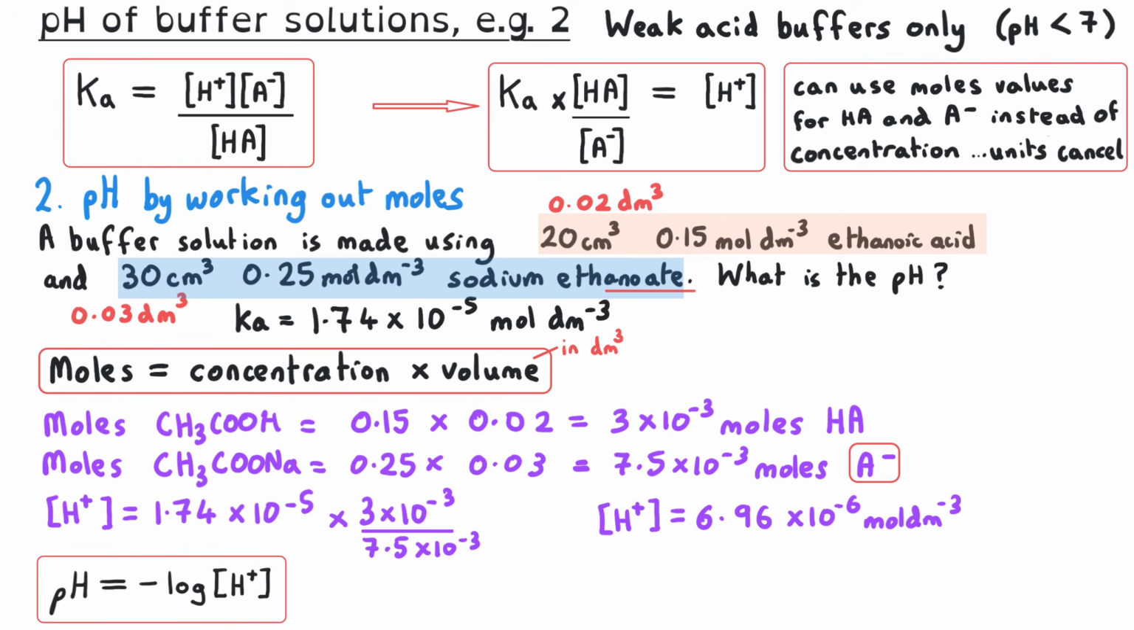Now we've been asked for a pH value, so we need to take the negative log of this hydrogen ion concentration, and that gets us a pH of 5.16 to 2 decimal points.